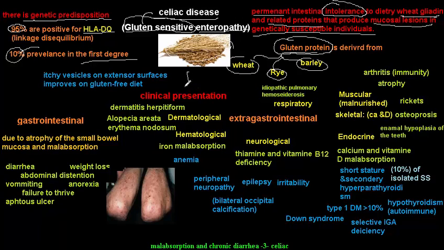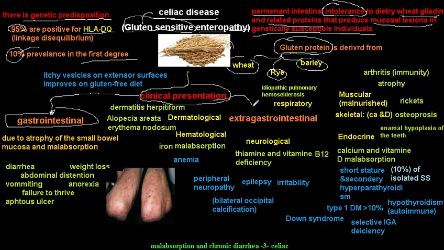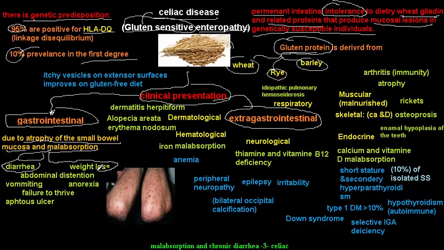Let's now move to the clinical presentation of celiac disease. How does it present? I categorize the presentation into two categories: the gastrointestinal manifestations and the extra-gastrointestinal manifestations. The gastrointestinal symptoms are mostly due to atrophy of the small bowel mucosa and malabsorption that happens as a result of celiac disease. You will have diarrhea because of the malabsorption and the remnant of the bowel content in the bowel. It is not absorbed anymore, so you will have diarrhea, and the malabsorption also will lead to weight loss.